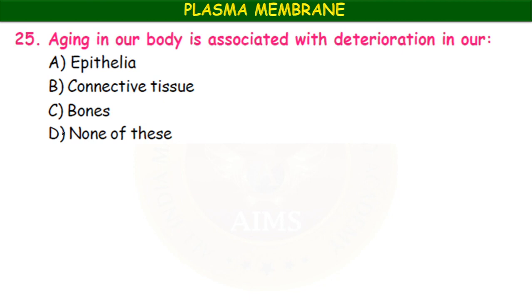Aging in our body is associated with the deterioration in our epithelia, connective tissue, bones, none of these. It is the connective tissue, the most abundant tissue. So aging is due to the deterioration of this connective tissue.